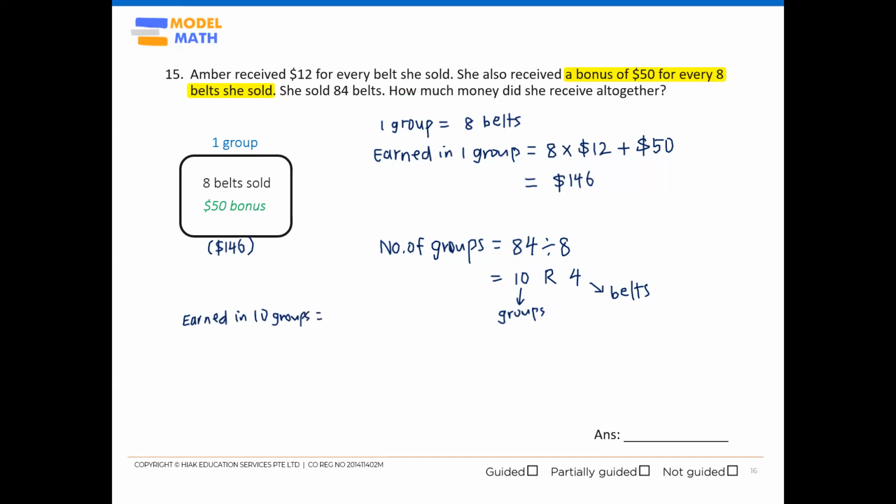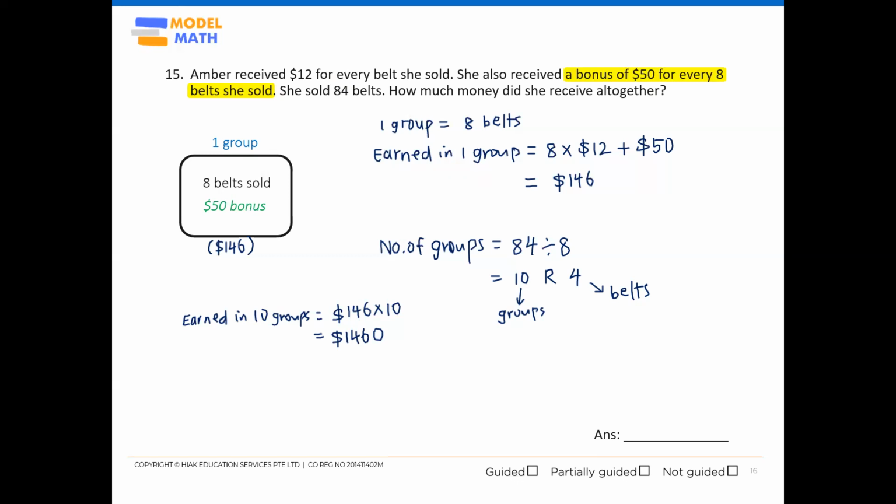Now, how do I do that? Very easy. Just now we already found out the earnings in one group. Agree? Since I already found out how much I earn per group, I can go on to find out how much I earn for 10 groups, simply by taking the $146 and multiplying by 10. So 146 times 10. No need to do digit multiplication. Times 10 means you just ignore the 0 first. Do 146 times 1, then later put back the 0 in the answer. So 146 times 1 is 146. Then just put back the 0. So that'll be $1,460.